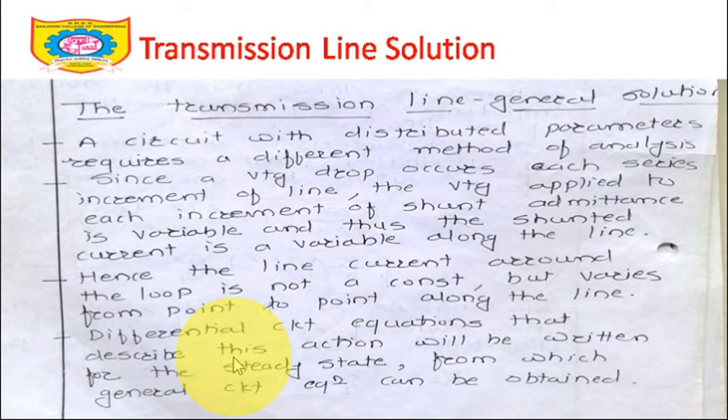Differential circuit equations that describe these actions will be written for the steady state. So in the signals and systems subject, you might have studied the steady state analysis and transient analysis. So I am talking about steady state analysis for the time being, because we are interested at any time t, that may be t equal to 0, or t equal to 0 plus, or t equal to 0 minus. So it is steady state from which general circuit equations can be obtained. So these are the introductory part.